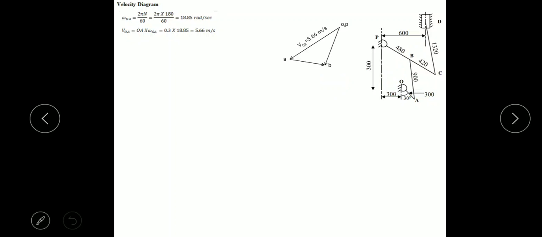So we will get the velocities of link PB and link AB. That can be written as 3.63 meter per second and 1.02 meter per second, and I will write the same here. So now we know the value of velocity of PB.